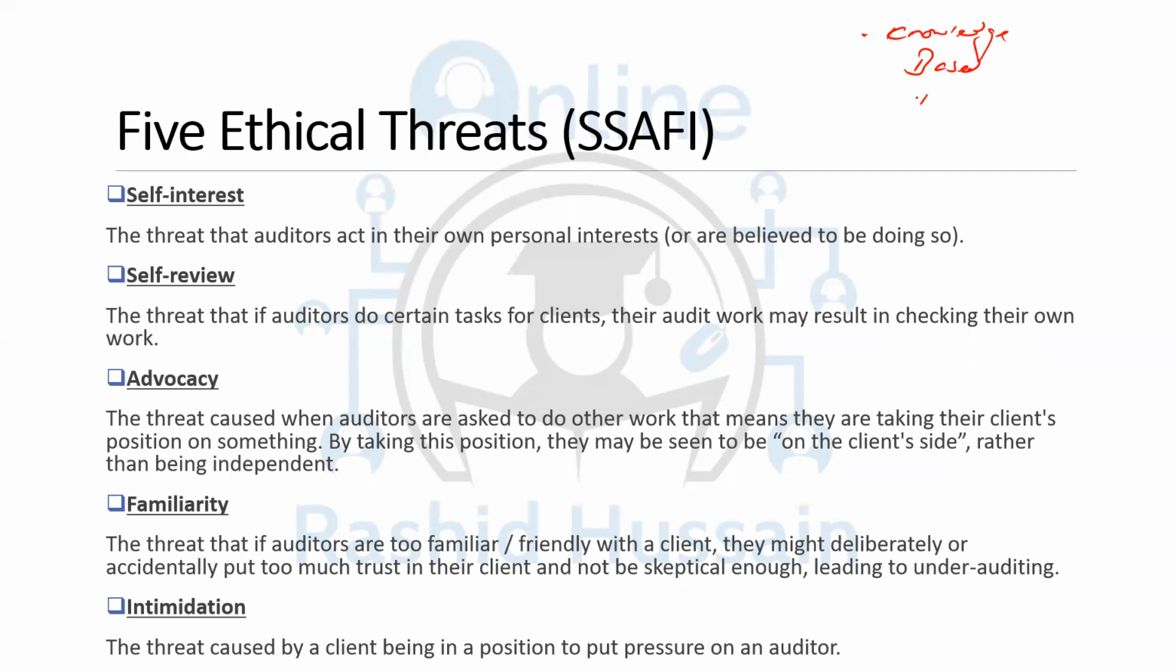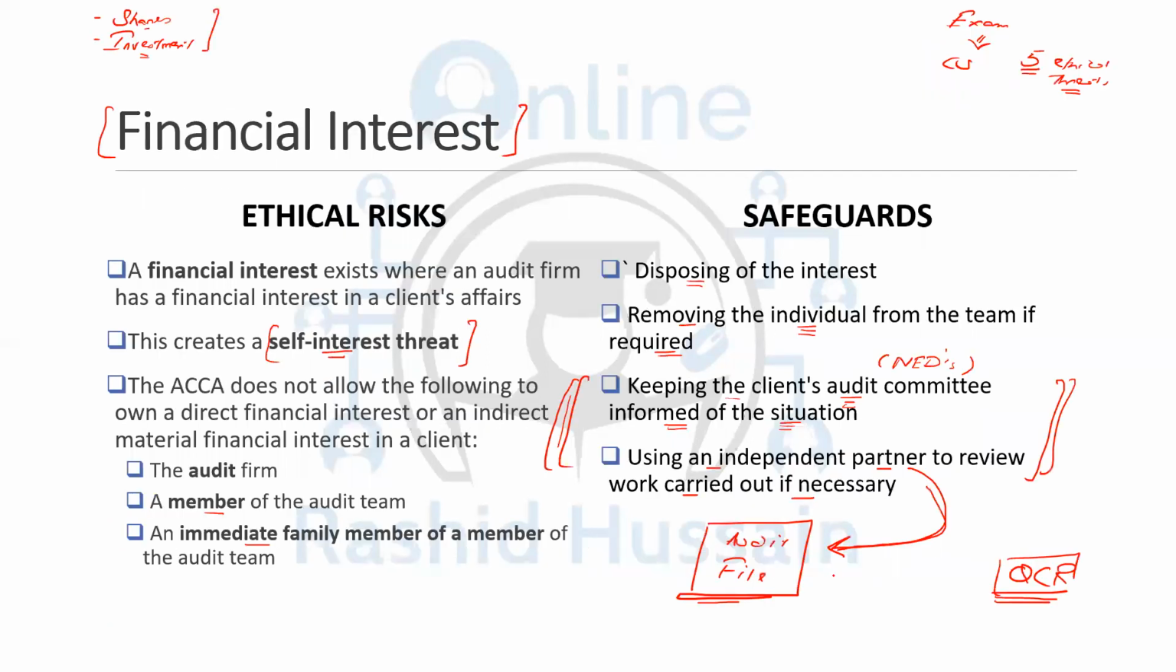So a knowledge-based question, again for 5 marks. And when the examiner says give one example with each, then you have to write an example of the ethical threat. For example, financial interest is an example of the self-interest threat. Now we have this financial interest right in front of us that we are going to study. Each of these issues which we are going to study will give rise to a particular threat.